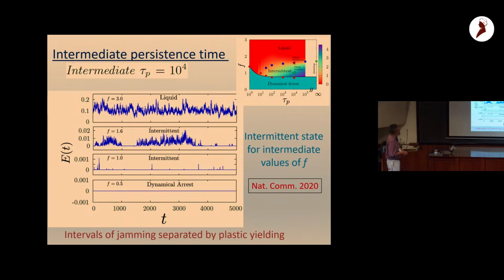jam state, and then jam state yields, and then one goes to some flowing state, and it goes back and forth between. We have looked at the statistics of intervals of this, as well as the width of these things, etc., again, available in that Nature Comp paper, and I will not go into further details here.